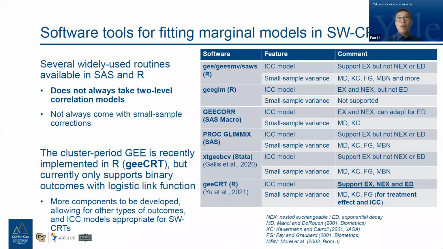But we can see that a lot of the routines were not developed specifically for SW-CRTs because they may not handle more advanced multi-level correlation models, such as the exponential decay models for SW-CRT, except the cluster-period GEE approach that was developed and implemented in the R package GEE-CRT, which could handle the various correlation models we mentioned earlier in the slide. But currently this package only implements the estimation and inference for binary outcomes with a logistic link function, and more components need to be developed in the future.